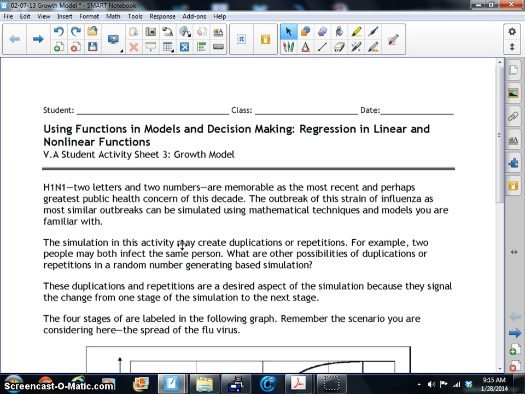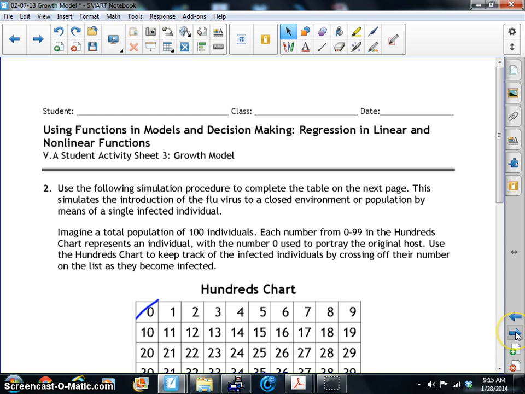Today we're going to be talking about growth models, or what I like to call the zombie apocalypse. Ooh. So right here, we have this case where we have H1N1, and it's spreading to a population of 100 people. And we want to go ahead and map out that spread. So how do we do that?